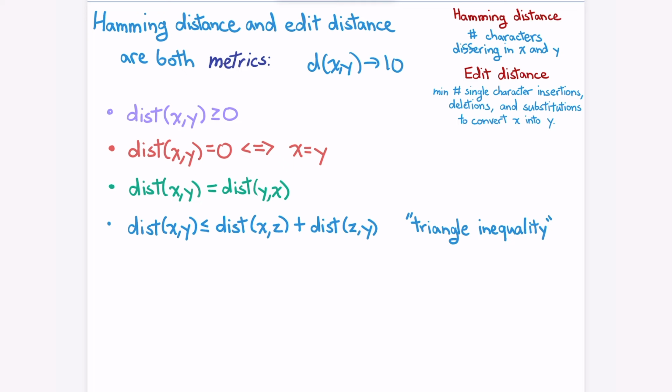And then the triangle inequality is actually not so bad, but who can argue that the triangle inequality holds? So it's saying that the edit distance from string A to string B is at most the edit distance from string A to string C plus the edit distance from string C to string B.